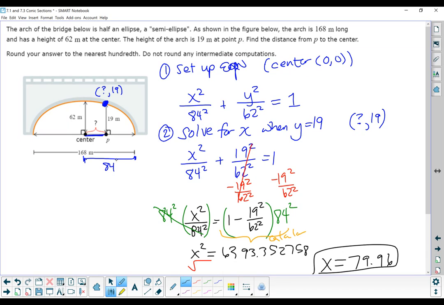We're definitely looking for a number less than 84. I would not assume the diagram is to scale. So really, to get a height of 19, you're way farther over here. So the 79.96 makes sense to me.